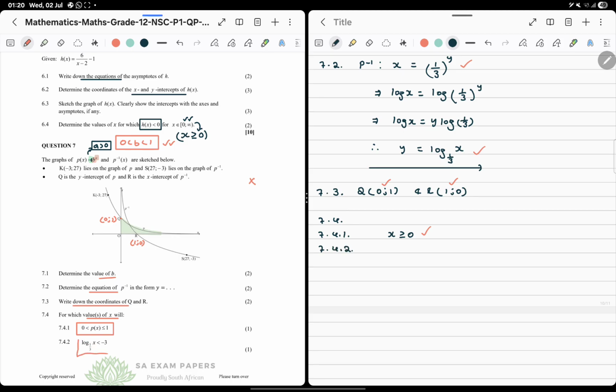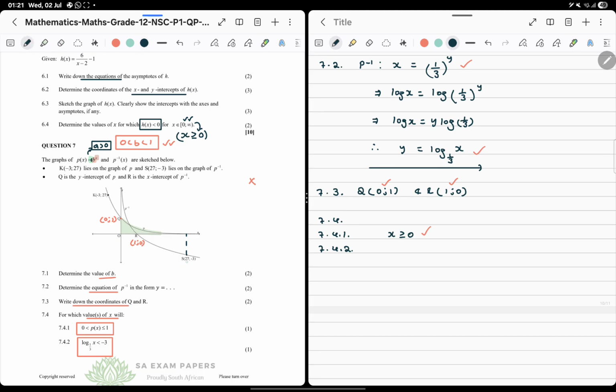For 7.4.2, we need to know that this must be less than minus 3. So when is it minus 3? Here. There. So this is already given.